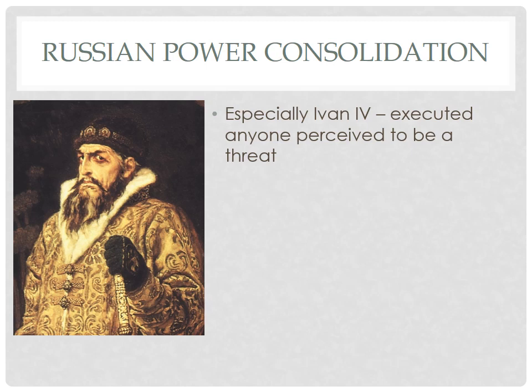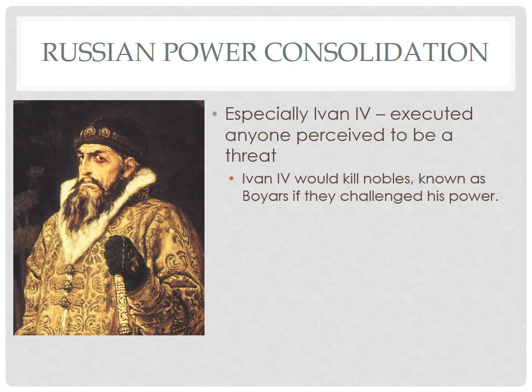So Ivan IV was a bit of a tyrannical ruler, especially compared to his grandfather, Ivan the Great. So he executed anyone he perceived to be a threat. Any of the boyars that tried to stand up and speak out would be executed. Ivan IV would kill nobles, known as boyars, when they challenged his power.